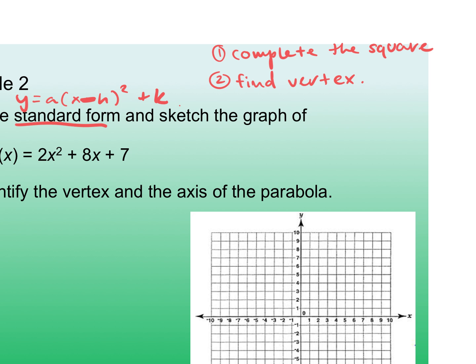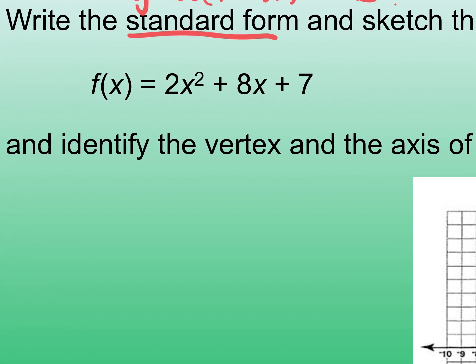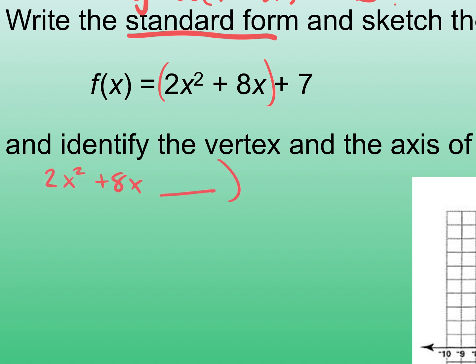I'm going to do it by completing the square to show you guys. I think that finding the vertex is easier, but you can do it however you like better. If you enjoy completing the square, do that. So to complete the square, I'm going to separate my x terms. So I've got 2x squared plus 8x. I'm going to leave a space to complete the square and then just leave that plus 7 on the outside. So I didn't really do anything yet. I just put a gap in my function here.